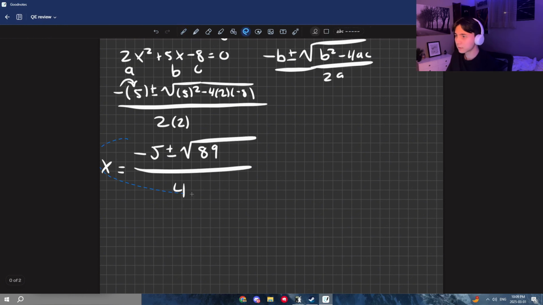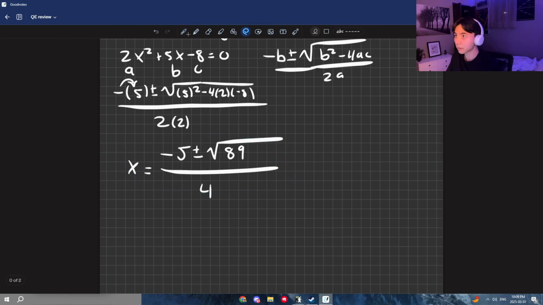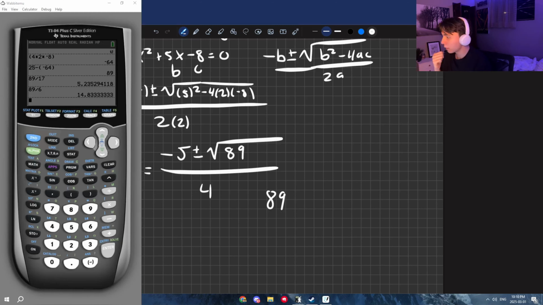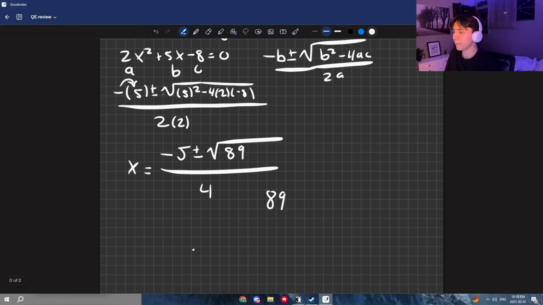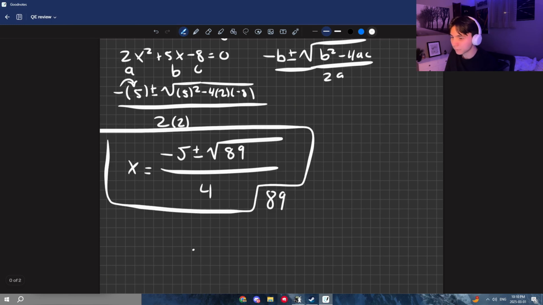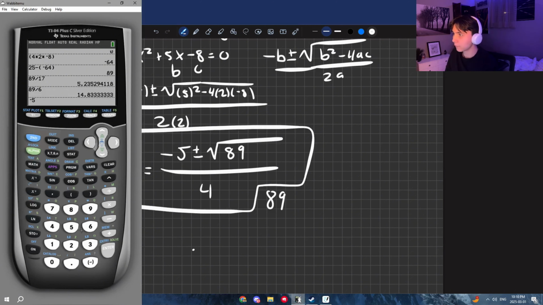So now that we have this, we can begin to simplify the radical again. So 89. Well, in this case, 89 is actually a prime number, so we can't simplify this any further. So this is going to be our final answer here. If we plug in negative 5 plus root 89, let's make it a fraction: negative 5 plus root of 89 all over 4. And we're just going to store this as our variable x.